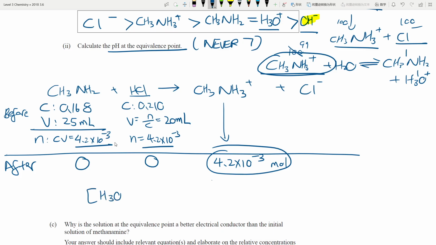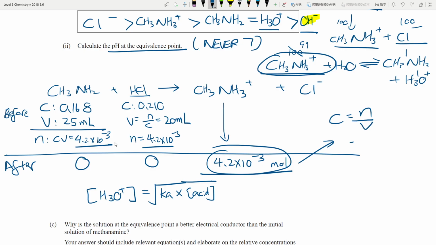Remember the equation I just wrote. The H3O plus concentration equals the square root of Ka times the concentration of the acid. What is the concentration of the weak acid? We know the mole, we don't know the concentration. So let's go from here. The concentration equals the mole divided by the volume. The mole is 4.2 times 10 to the power of -3.